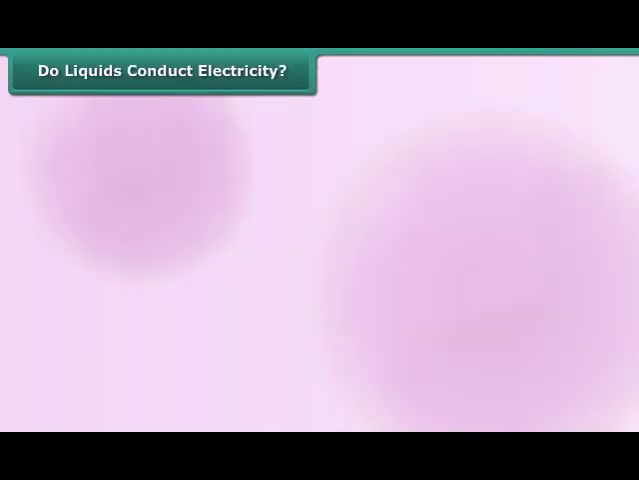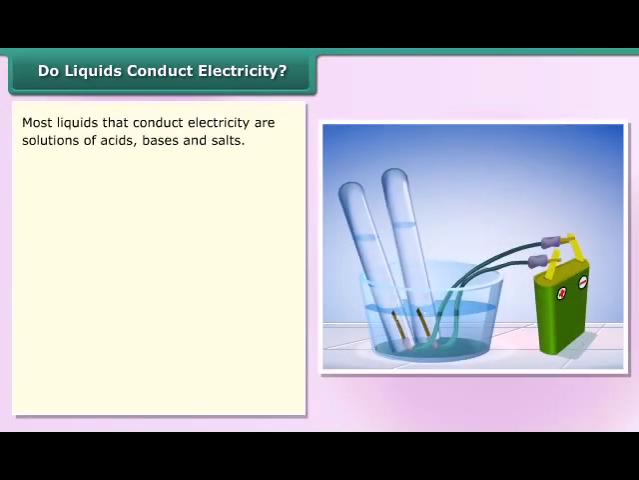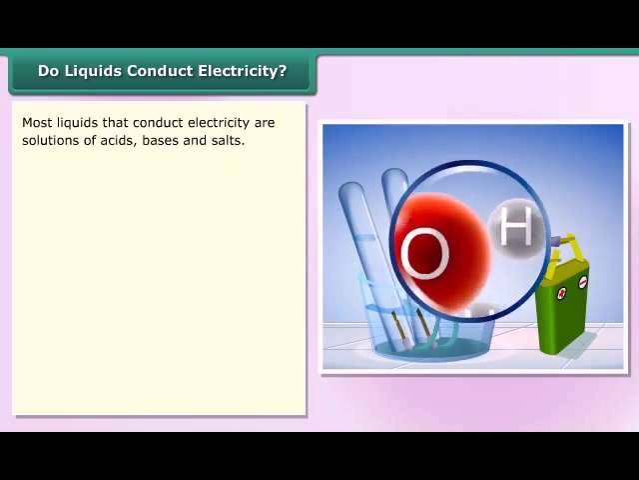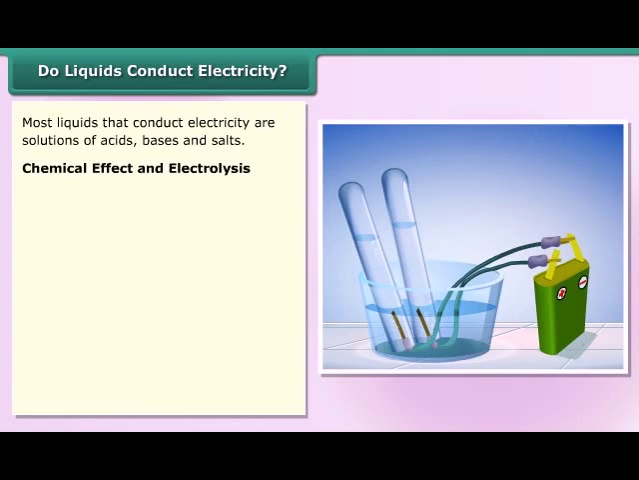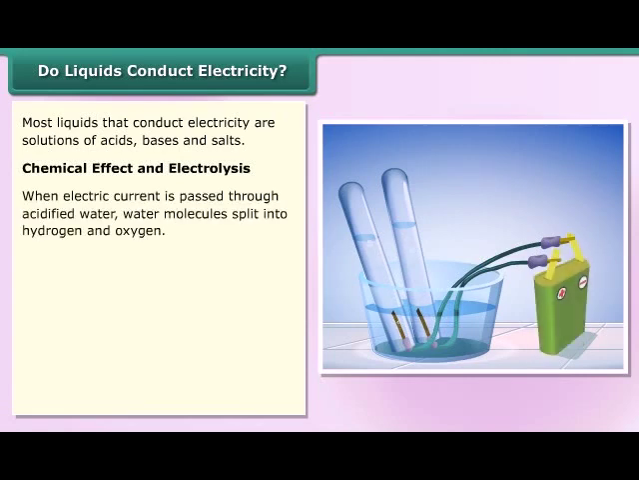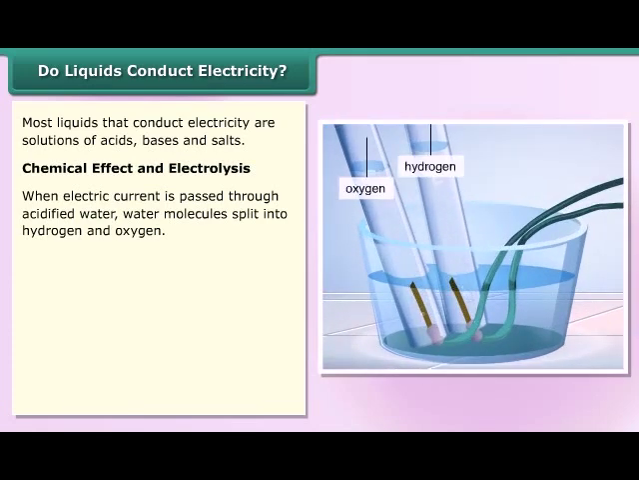Do liquids conduct electricity? Most liquids that conduct electricity are solutions of acids, bases, and salts. Chemical effect and electrolysis. When electric current is passed through acidified water, water molecules split into hydrogen and oxygen.